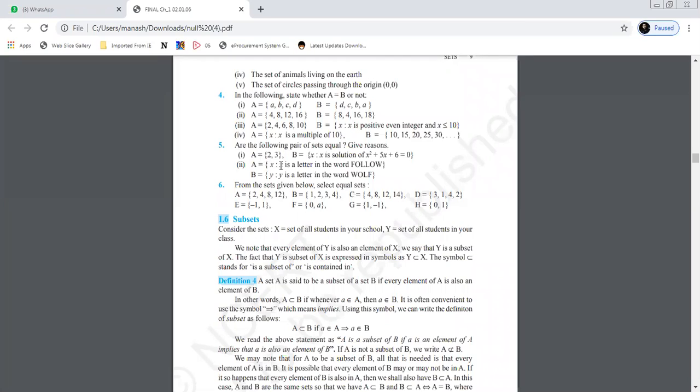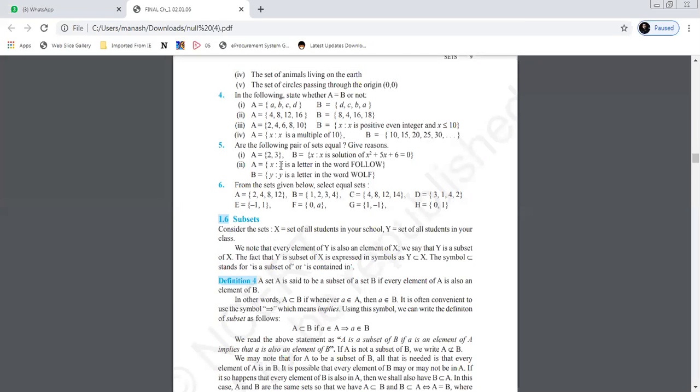A is the set containing the elements 2 and 3. And B is the set of X where X is a solution of X square plus 5X plus 6 equal to 0. Now, what is the solution of this equation? You can factorize it.